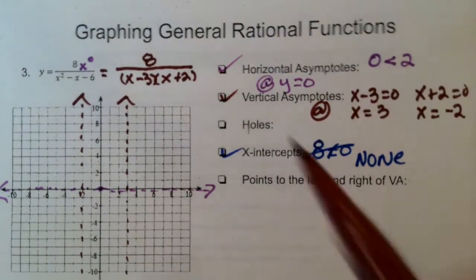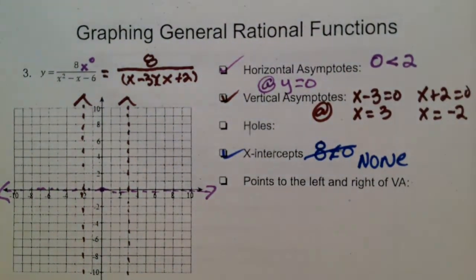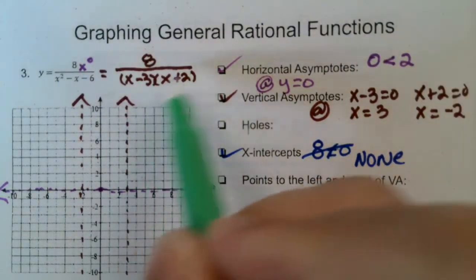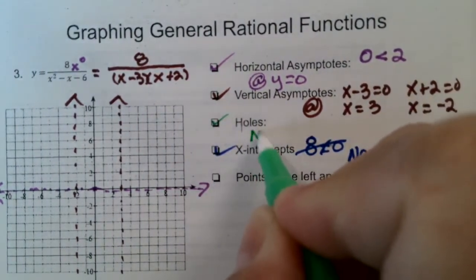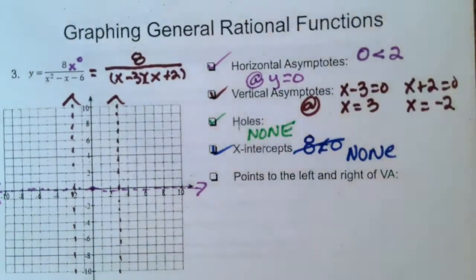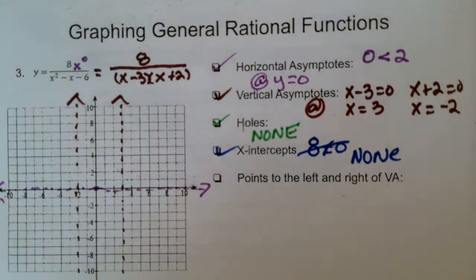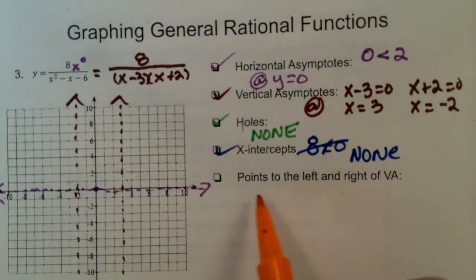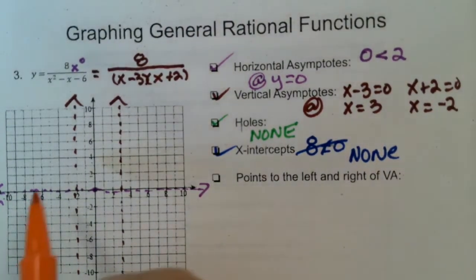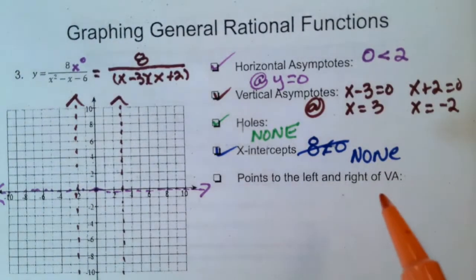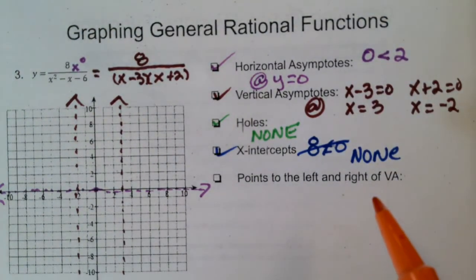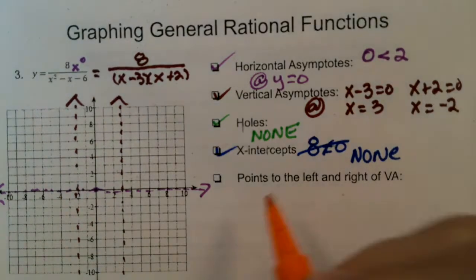Holes. Holes are where we have an excluded value in the denominator that we crossed off, and we didn't have anything that we crossed off. So there are no holes. Okay. All right, now we're ready to put the graph on the coordinate plane. So what we need to find is where these sections of the graph are. So we're going to find points to the left and right of the vertical asymptotes, okay?